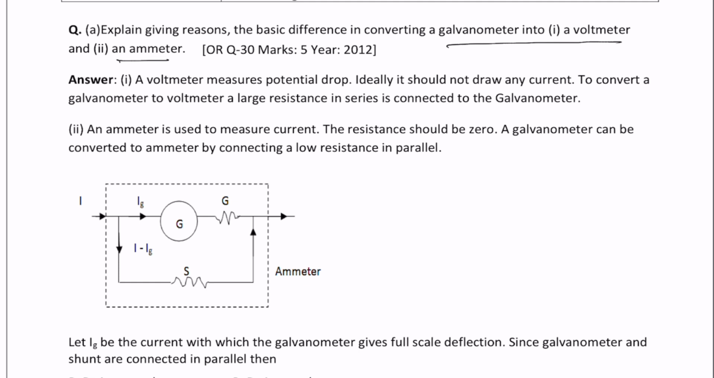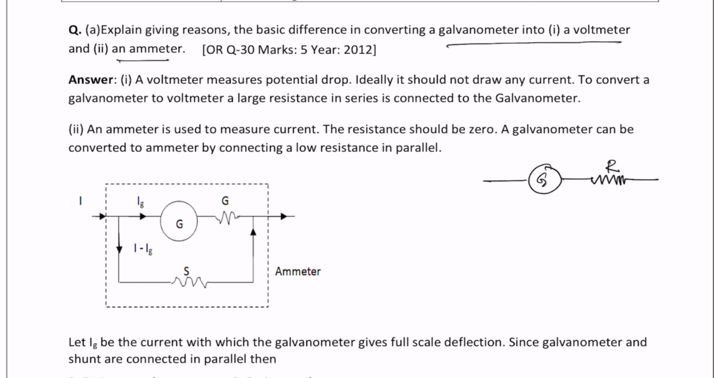Okay. So a voltmeter actually measures the potential difference. To convert a galvanometer to voltmeter, so what is the purpose of voltmeter? So we need to connect this with a high resistance in series. High resistance in series. This is how galvanometer is converted to voltmeter, correct?